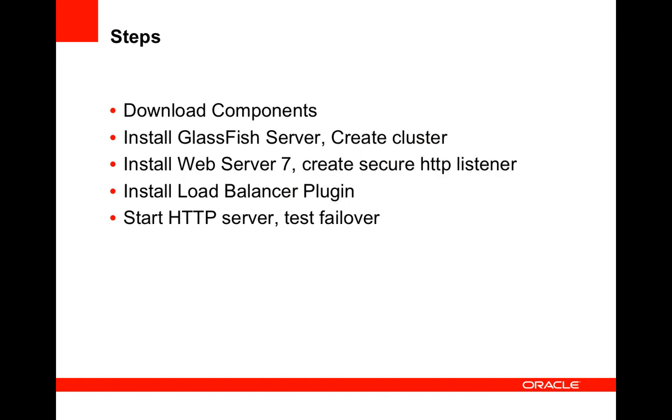This is an outline of the steps that this screencast will show, including how to download the various components, including GlassFish Server 3.1, the iPlanet Web Server 7, the load balancer plugin. We'll then install GlassFish Server 3.1 and create a cluster. We'll follow that with installing the iPlanet Web Server 7 and creating a secure HTTP listener, and you'll find out why we want to do that during this screencast. Next, we'll install the load balancer plugin, and then we'll start up the web server and test the entire configuration along with failover using a simple test application.